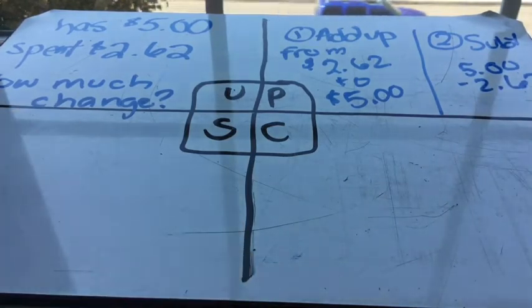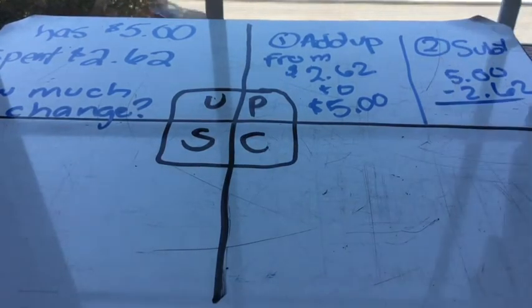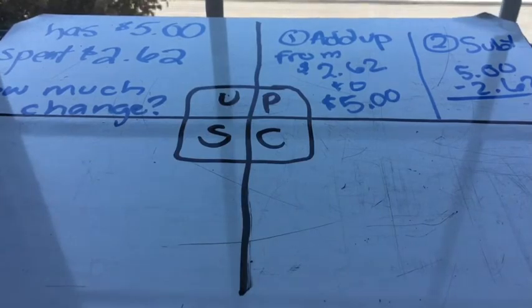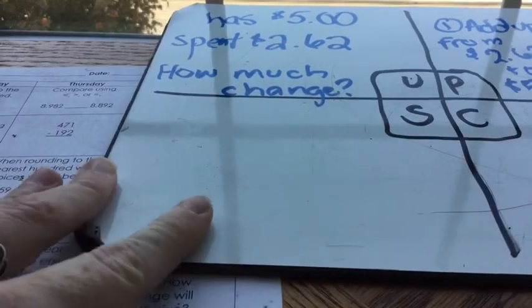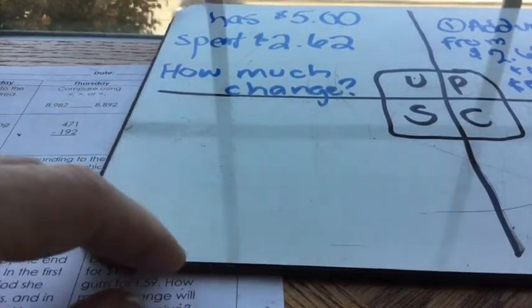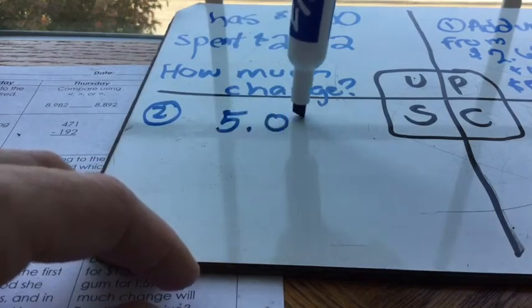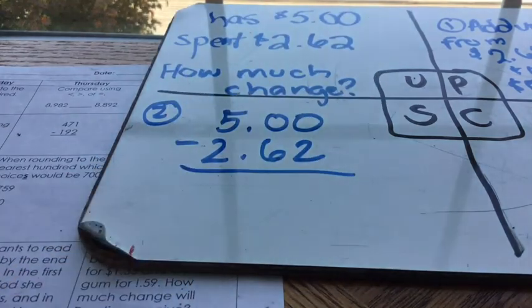So you're going to pick either choice 1 or choice 2. They both should give you the same answer. Okay, it's just 2 different ways to solve the problem. All right, so let's go. The subtraction is probably the quicker, so we'll do that one first. $5 minus $2.62. Most of you probably did subtraction, so we're going to start with that one.